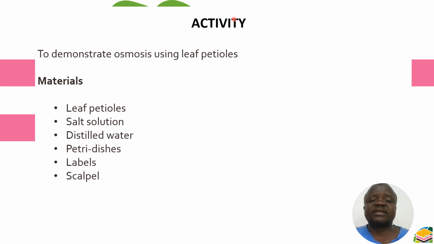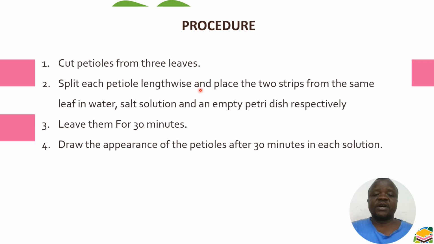We have also an activity which can help us to demonstrate osmosis in petioles. For example, one would need the following materials: leaf petioles from purpose, salt solution, distilled water, petri dishes, labels, then the scalpel. The procedure, the steps that are followed to demonstrate osmosis in living tissues such as the leaf petioles.